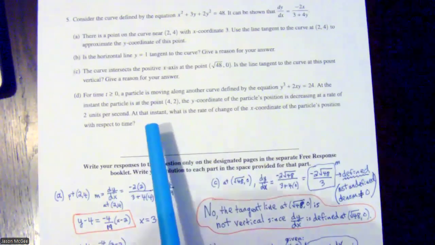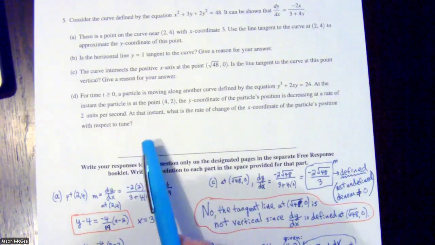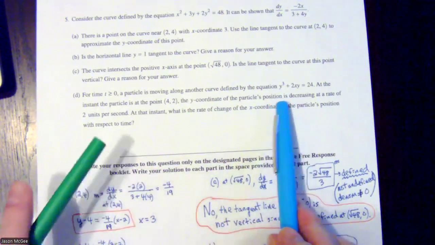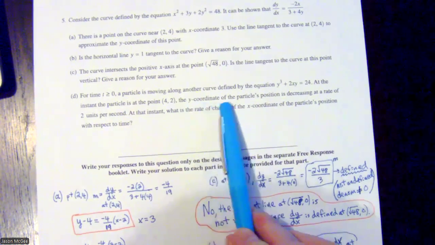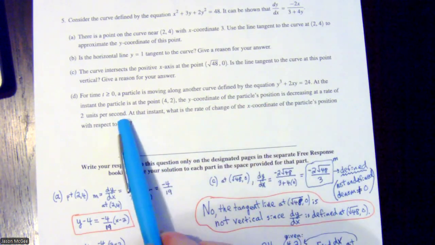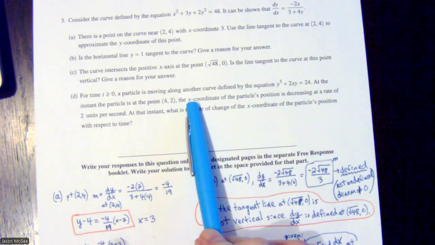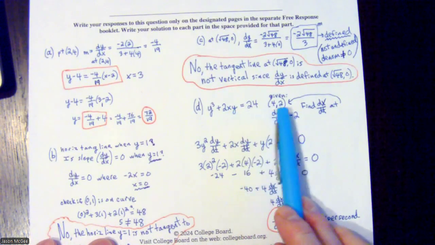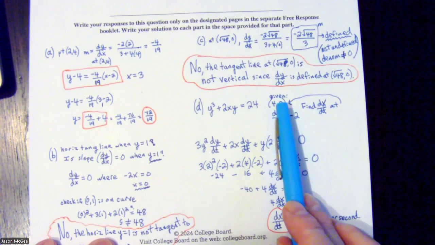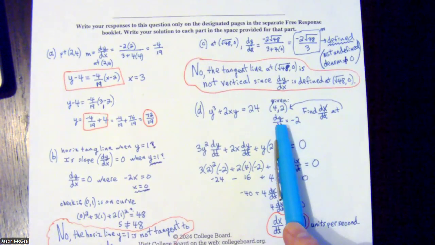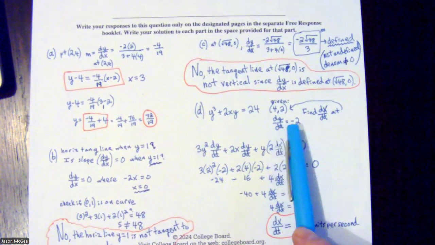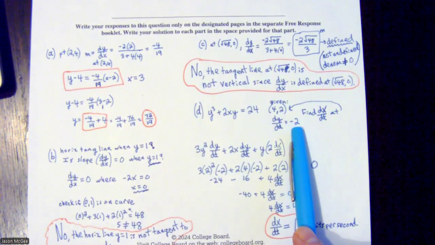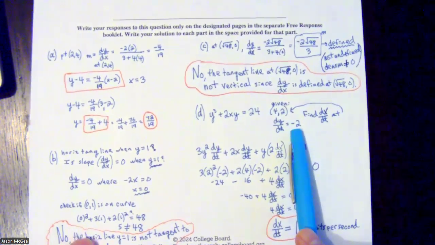All right, and then letter D. When you start seeing language like this, it says the y coordinate is decreasing at a rate of 2 units per second. They're giving us dy/dt. When you start seeing language like that, that means it's a related rate problem. So I started with the original curve. They gave us a point. I wrote down my givens. They gave us a point, and they also told us what dy/dt was equal to: decreasing at a rate of 2 units per second, so -2.